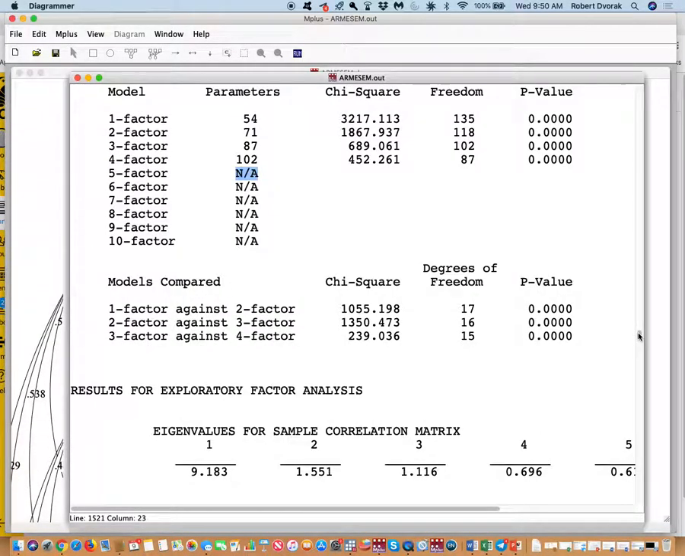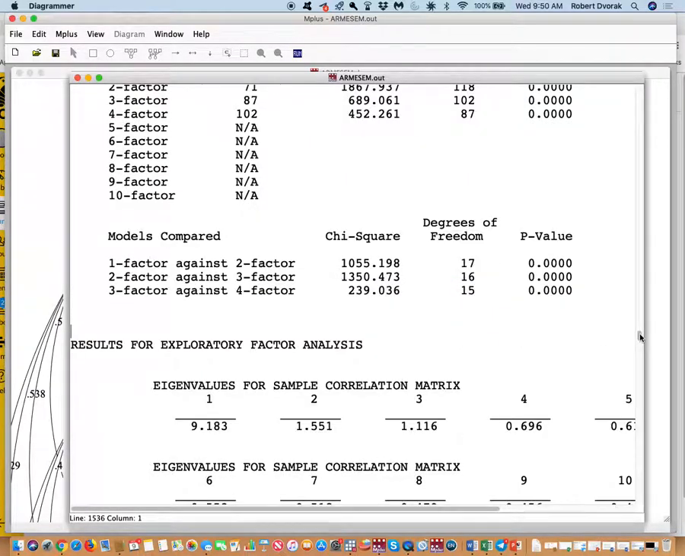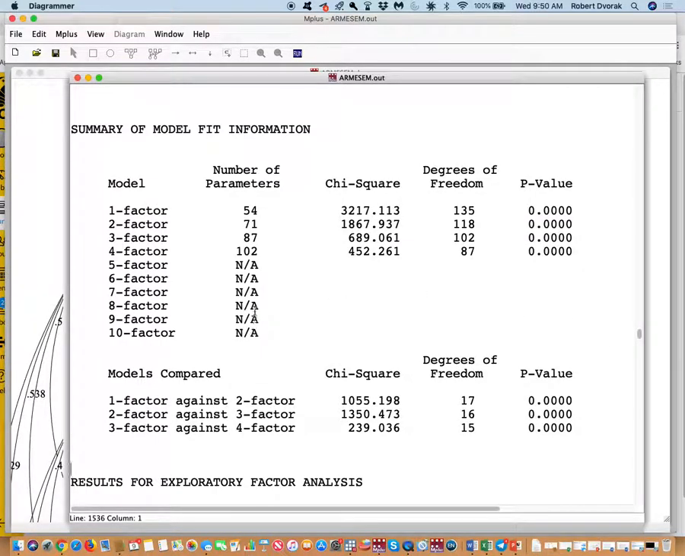The nice thing is we get this interesting thing that tests like 1 factor against 2 factors, and it's better. 2 factors against 3 factors is better. 3 factors against 4 factors is better. Though this drops off pretty dramatically, right? Obviously it can't test 10 and it couldn't even test 5, so we're not going to worry about it.